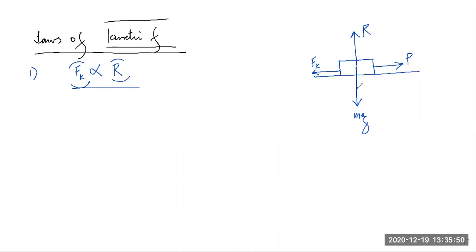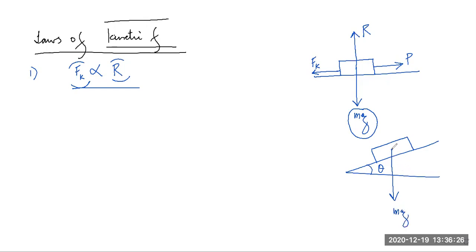That means the more the mass of the body, the more will be R, the more will be friction. Remember, the force of friction is not directly proportional to mg. This is very important. It's not directly proportional to the weight of the body. It is directly proportional to the normal reaction. Why did I say that? See here. Suppose the same body is on an inclined plane. Let's say its inclination is theta or alpha. The weight will again be acting downwards, mg, but now the normal reaction R is less than mg. So the force of friction has decreased. It's not directly proportional to mg. The force of friction is directly proportional to the normal reaction.